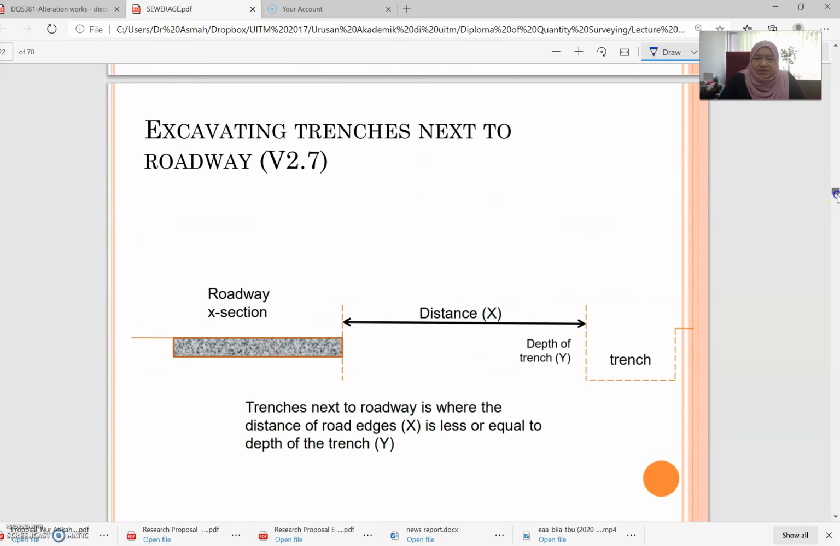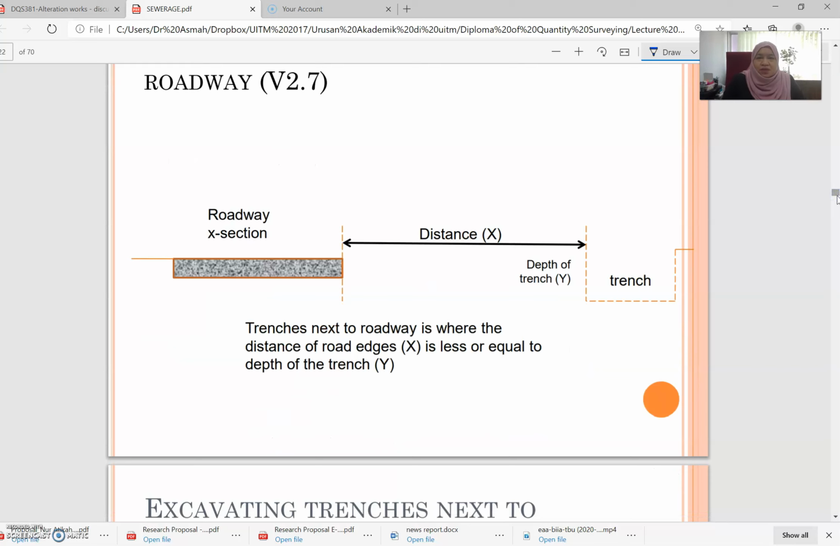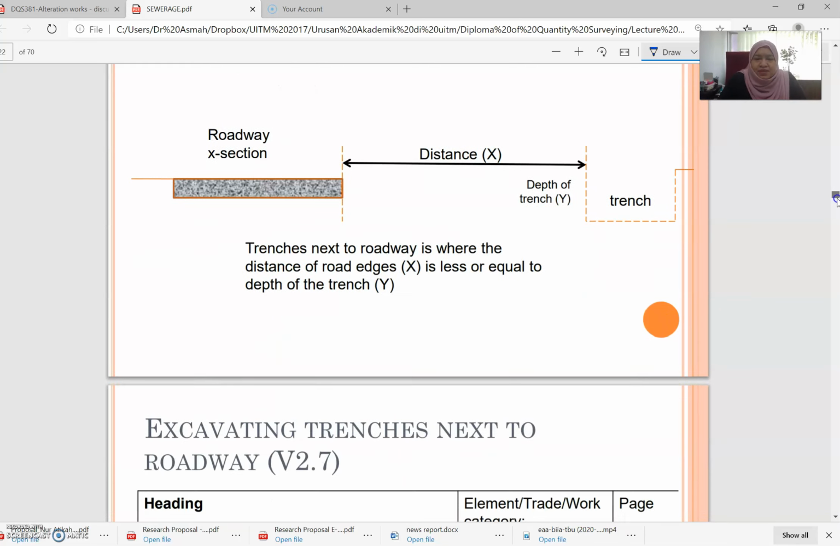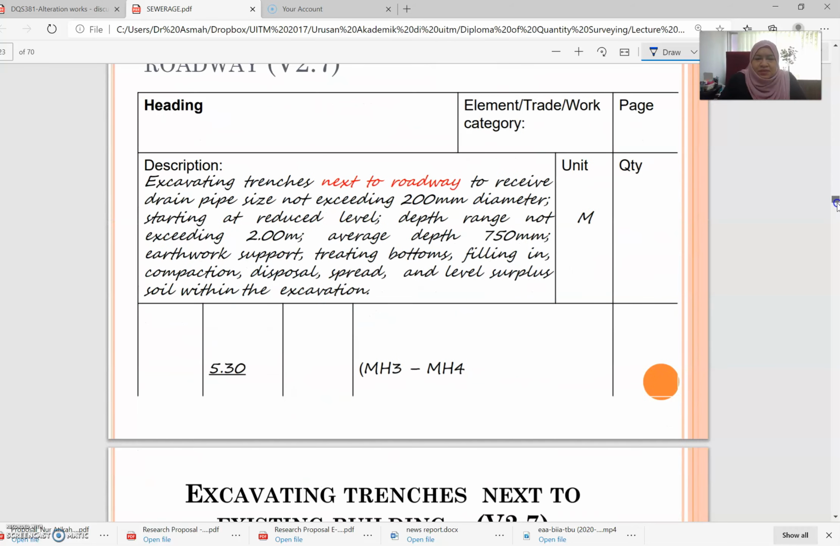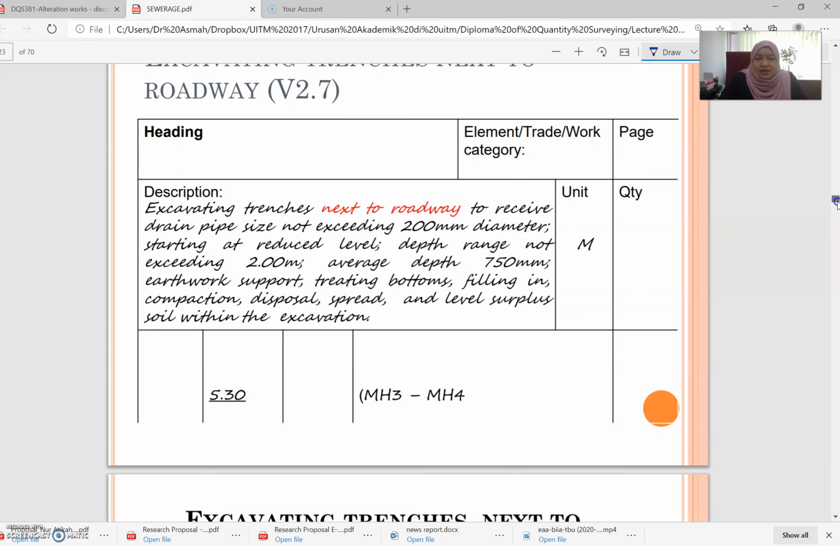If you have excavation next to roadway, then you need to mention the depth of the trench as well as the distance between the trench and the road section. Sample of description, just like the normal one, but include the words next to roadway. Again, we need to tell the contractor all of this work will involve additional works in order to make sure the construction is delivered well on site.